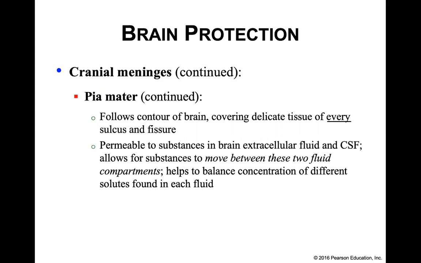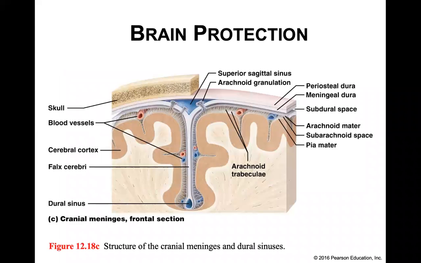It is permeable to substances in the brain's extracellular fluid and CSF, which is essentially the extracellular fluid of the brain. This allows for substances to move between these two fluid compartments, and it helps to balance the concentration of different solutes that are found in each compartment.